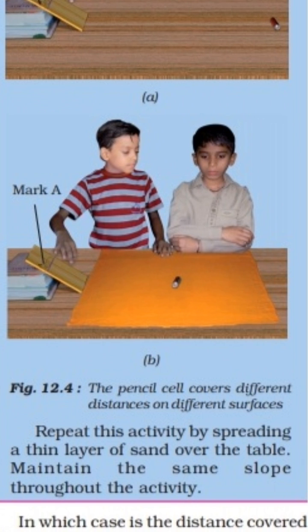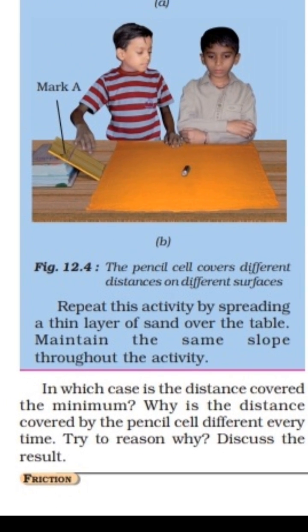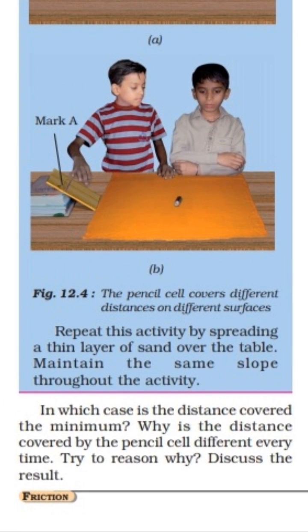Now questions are there. In which case is the distance covered the minimum? In the third case, when the sand is spread over the table. Why? Because of the rough surface. Why is the distance covered by the pencil cell different every time? Try to reason why.